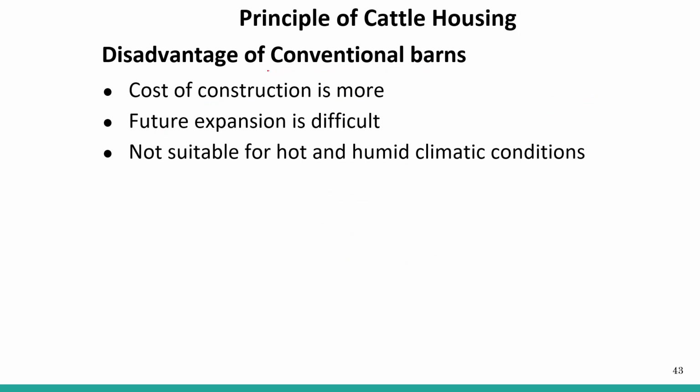But there are some disadvantages also. Cost of construction is more. So such type of conventional barns require a lot of capital. Future expansion is difficult because we do not have so much land. Not suitable for hot and humid climatic condition because it is always closed from all the sides. So keeping the cattle in hot and humid climatic condition with such type of barns is not suitable.